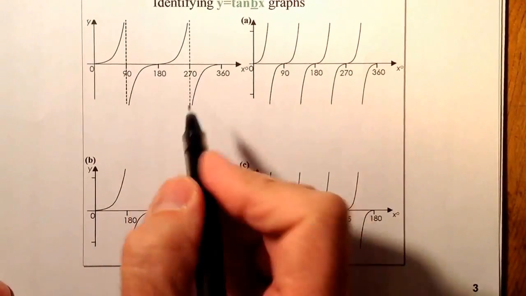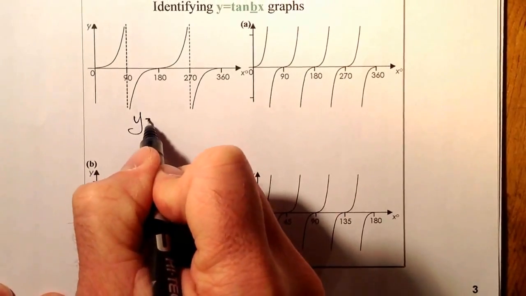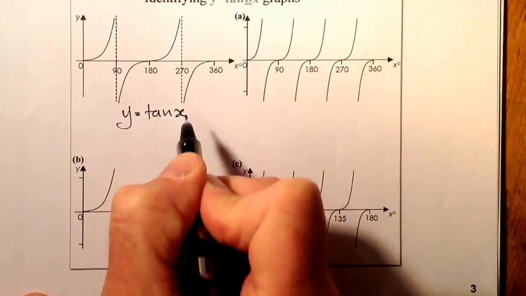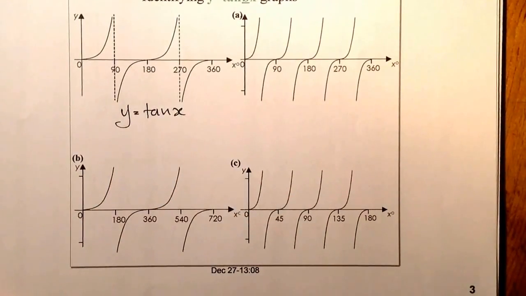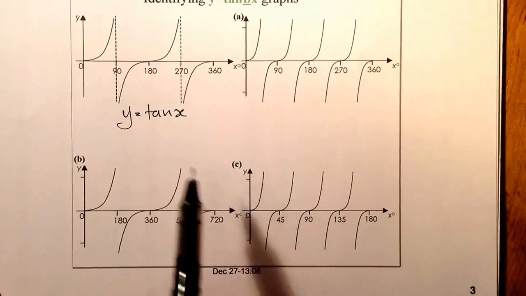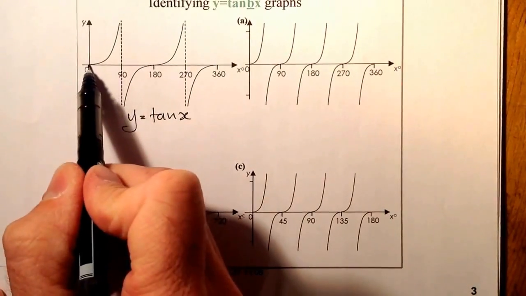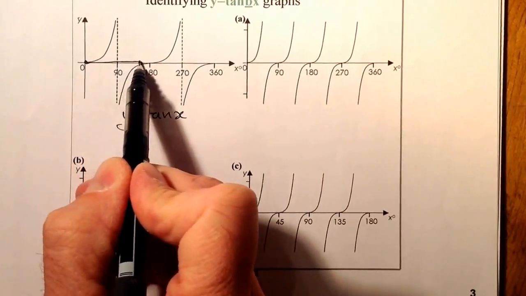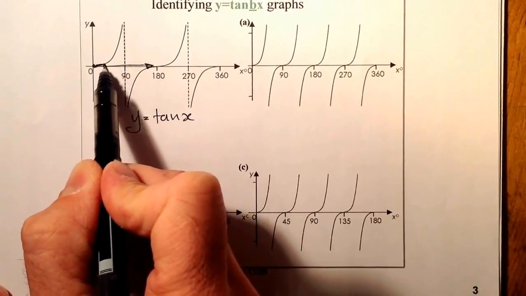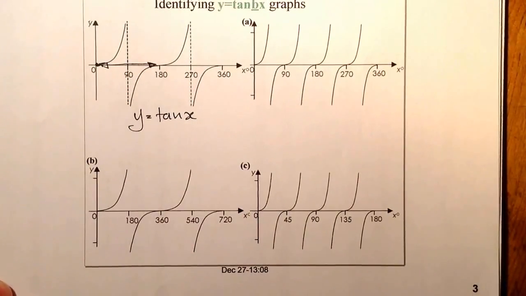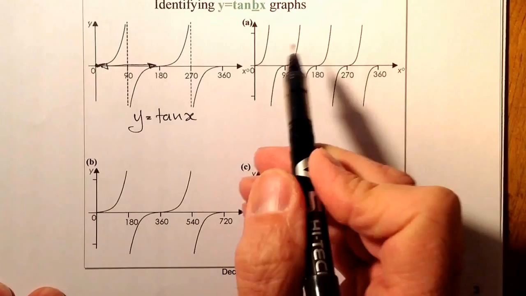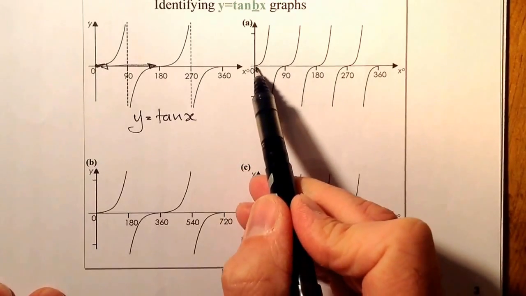So this one here is just our normal graph. This is just y is equal to tan x. So that's the way it should be normally. And remember, the difference with the tan graph, it tells you that there's only 1 cycle between 0 and 180. So that's 1 cycle.